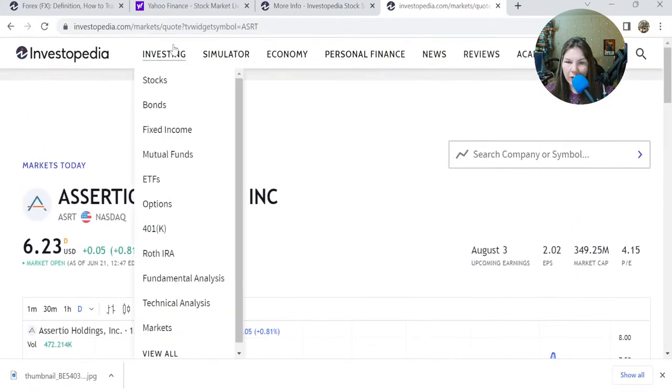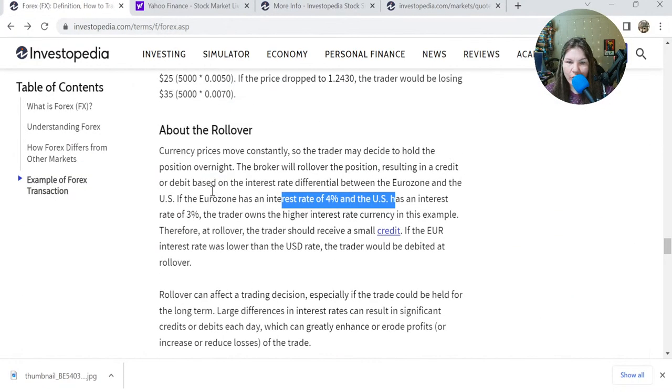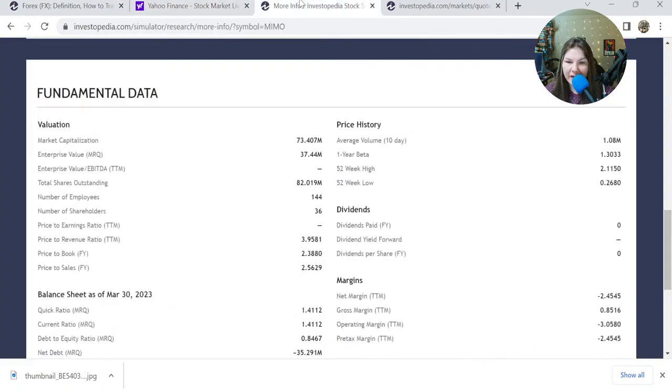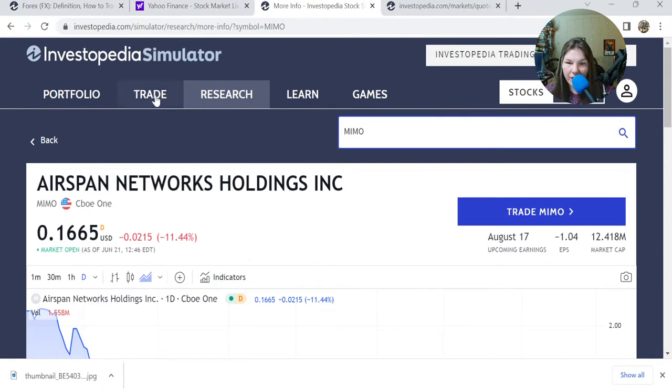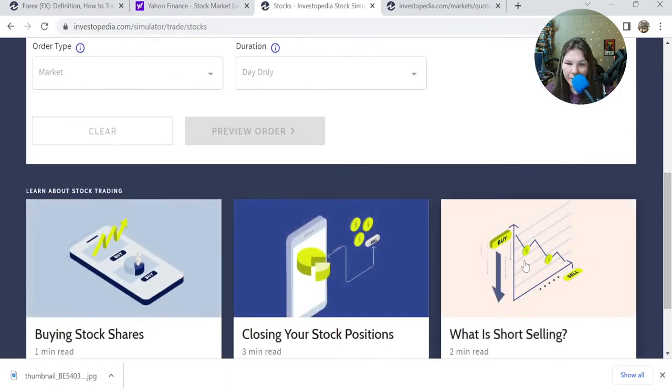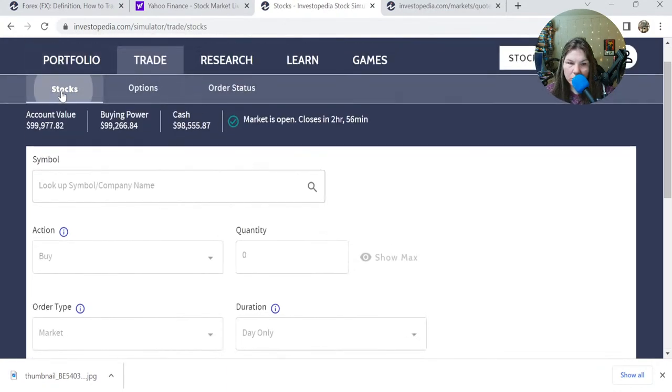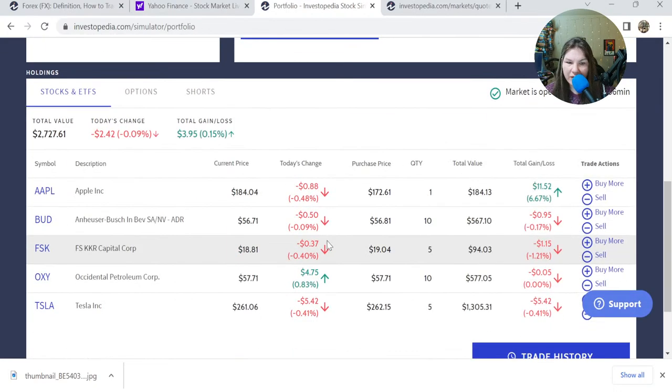Okay, so that is it for today, guys. We know what the Forex is. We've looked at some of these. We have our stocks. What we're going to do is focus on these more often now. Oh, it's my portfolio. Let's see if they purchased.